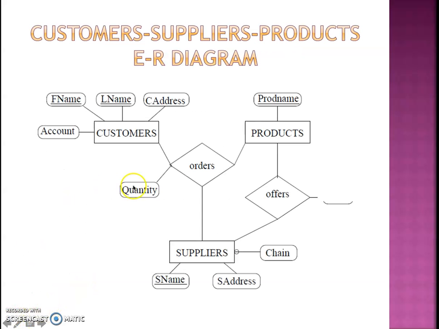which can be once again shown here. Rectangle, attributes, primary key, relationship, lines are relationships, etc.